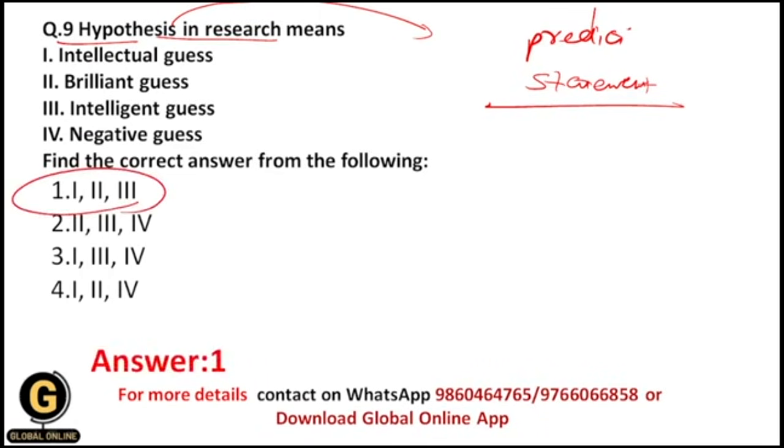So hypothesis can't be a negative guess, because if it were a negative guess, then how could we test it? That's why it should always be an intelligent, intellectual and brilliant guess.